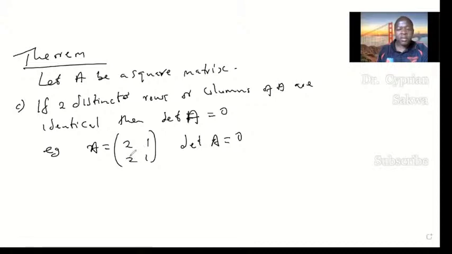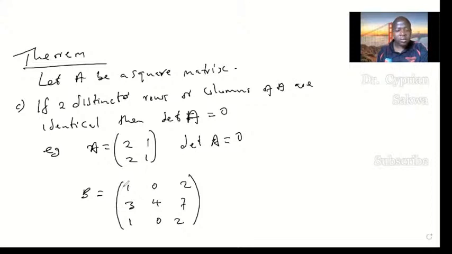Whether it's a 3 by 3 matrix, check and see if we have any two rows which are identical. For instance, if I have this matrix 1, 0, 2, 3, 4, 7, 1, 0, 2, and I'm asked to find the determinant of this matrix, without wasting time, I would say that the determinant of this matrix is 0, because I can see that row 1 is identical to row 3. So if that happens, then the determinant is 0. I don't need to calculate it. And if you were to calculate, you would still get it to be 0.